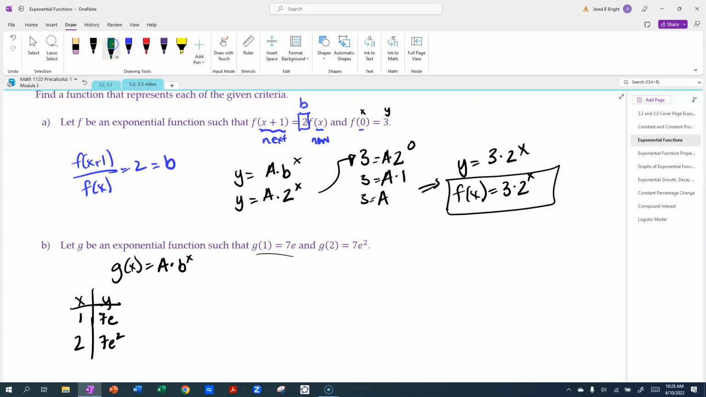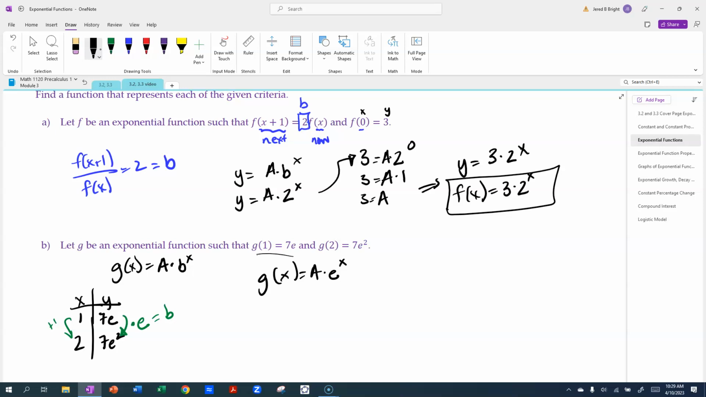So if I increase x by 1, what's the change here? What do I multiply by? I think it's just e. And whatever I multiply by is my base b. So that isn't too bad. I know right now I have g of x is equal to a times e to the x. e is that natural number, 2.7-ish, whatever.